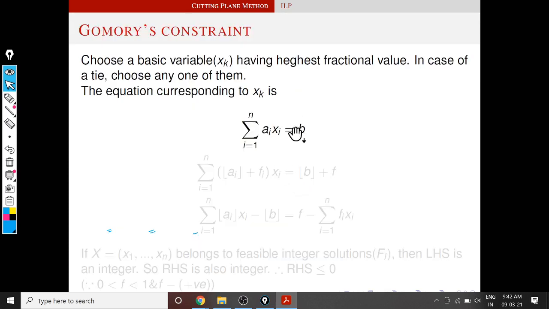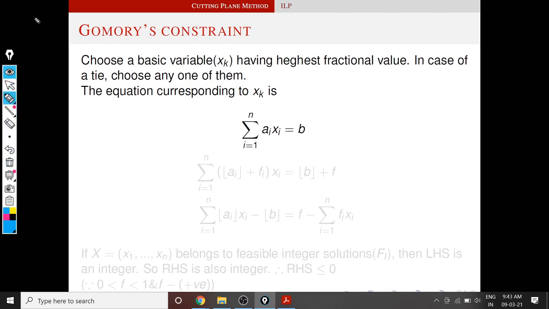Here the decision variable x2 is not an integer, so we are going to introduce a Gomory's constraint. Gomory's constraint means, suppose this is the present optimal solution, then we introduce an extra constraint in such a way that it removes a part of the feasible region, with a guarantee that this part doesn't contain any integer solution. We cut that part away and then solve in the new region. That's the idea of Gomory's constraint.